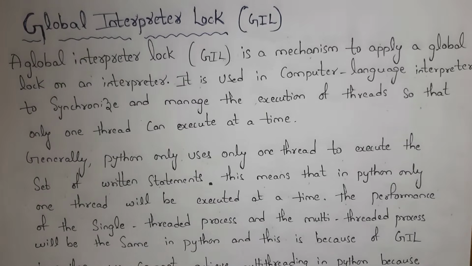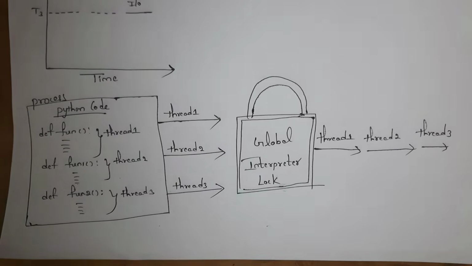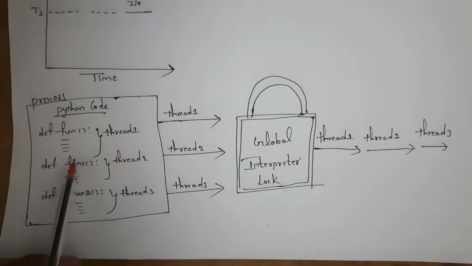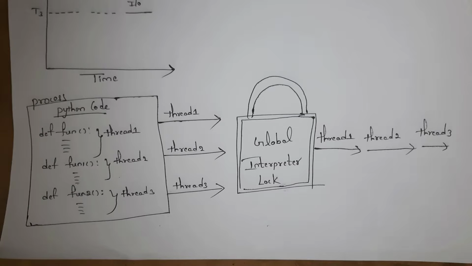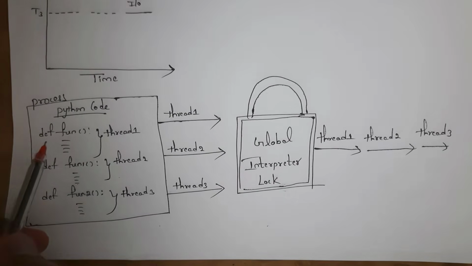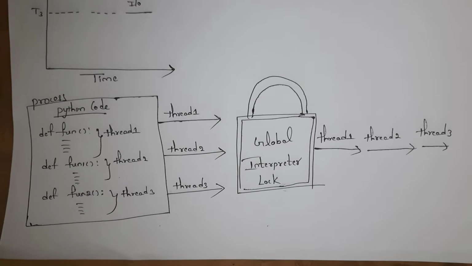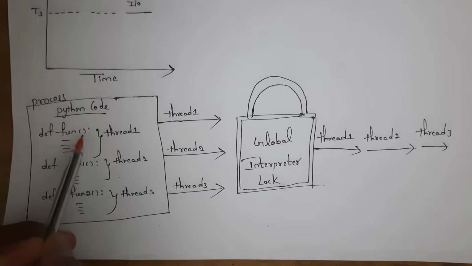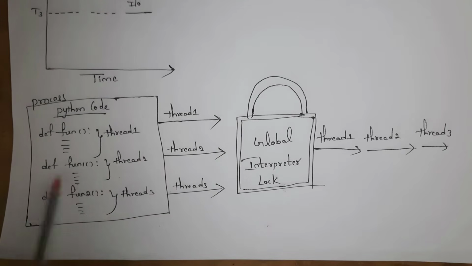I'll give one example so that you can clearly understand what is the use of this global interpreter lock. Let us consider this example. This is Python code. This Python code contains three functions. They are function, function1 and function2. You need to know what is the meaning of process. A process is nothing but Python code which is under execution. This is Python code. Now I am going to execute this code. So we call this code a process. A process contains threads and these threads are used to execute statements. For example, this function is executed by thread 1 and this function is executed by thread 2 and this function is executed by thread 3.